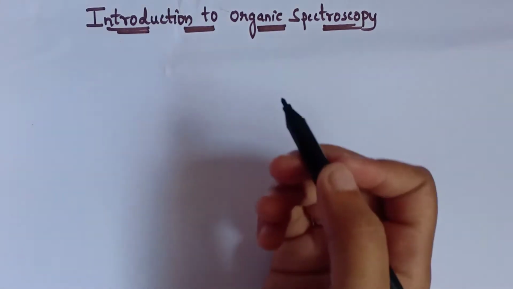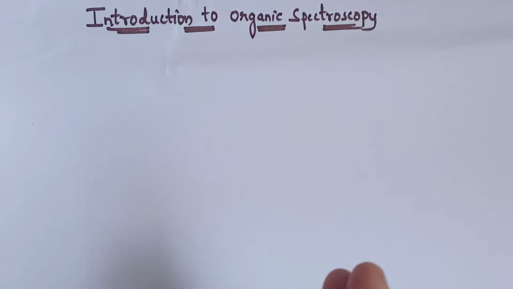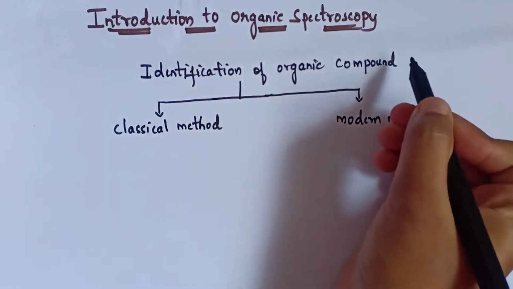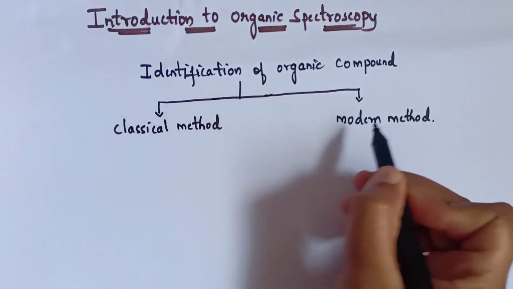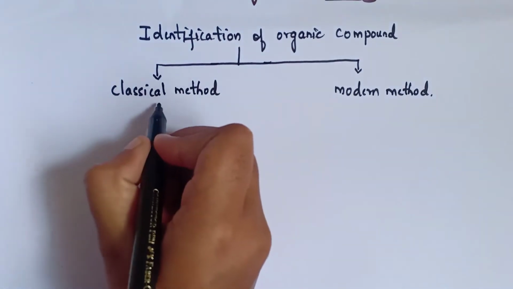Now, identification of organic compounds is done by two methods, that is classical method and modern method. I will show you the schematic representation of this. See here, identification of organic compounds is done by classical method and modern method. Here, classical method involves several steps. Now, let us see that.